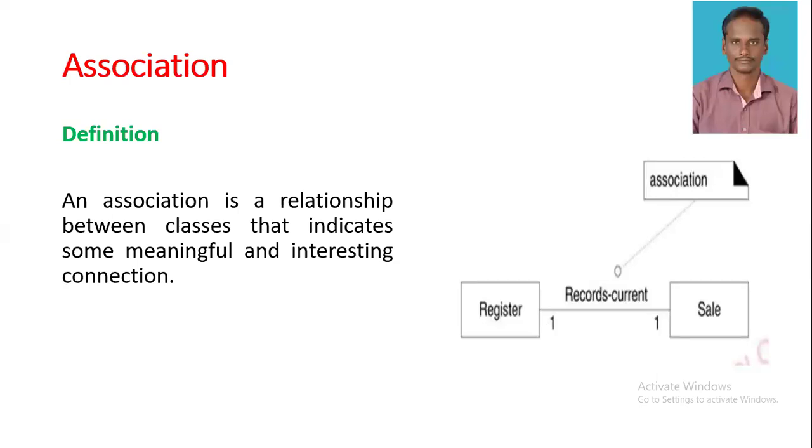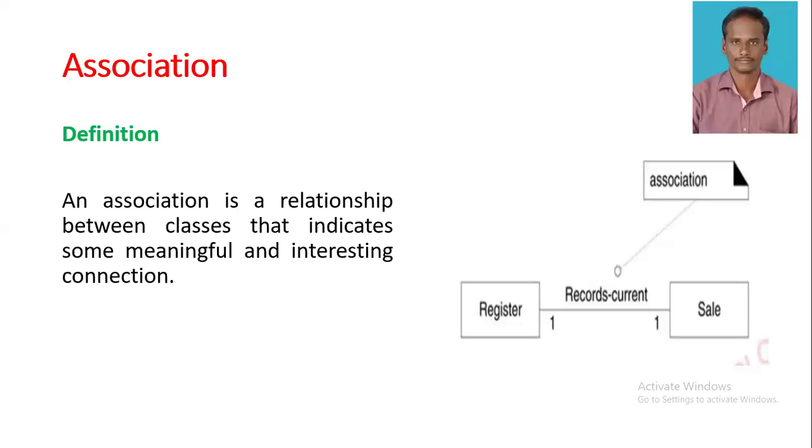For example, just consider there are two classes. One is Register and another one is Sale. That is represented as a diagram on the right hand side. Register is one class and another class is Sale. The association is Records-current. So one Register records one current Sale. The relationship between the two classes is 1 to 1, and the association is Records-current.